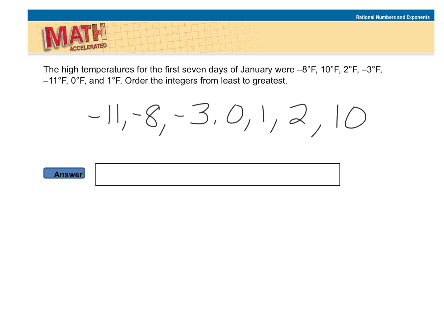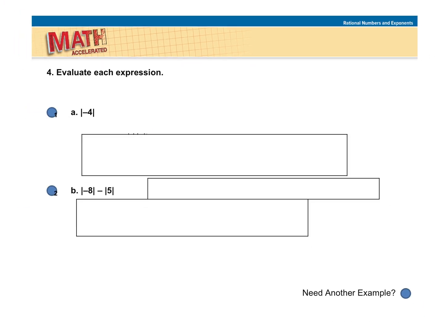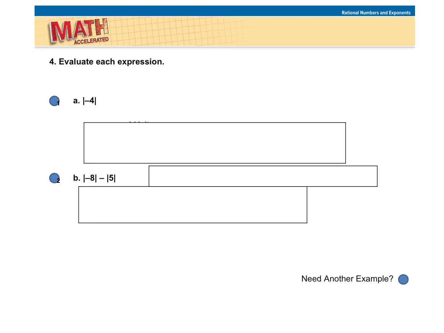Nice job. All right, now we're getting into absolute value. Again, what does absolute value mean? The distance from 0. Good. So, negative 4, if I start at 0 and I'm going to go to negative 4, 1, 2, 3, 4. So the absolute value of negative 4 is what? It's 4. It's 4 spots away from 0.